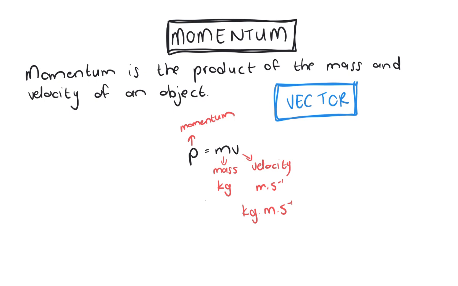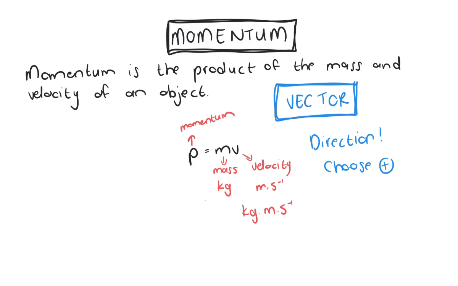So remember, please, in your calculations, since it is a vector, you have to include direction. And that means that whenever your object moves in different directions, you have to choose a direction as positive and the other direction will be negative. That is the most important thing that I can teach you on momentum.